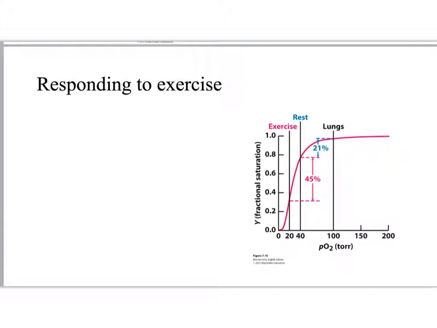when we're resting and when we're exercising. Okay, so remember that the hemoglobin, this curve we know is hemoglobin because it has this sigmoidal shape to it. So we bind in the lungs, and in resting and exercise, we're going to be able to release some of that oxygen.